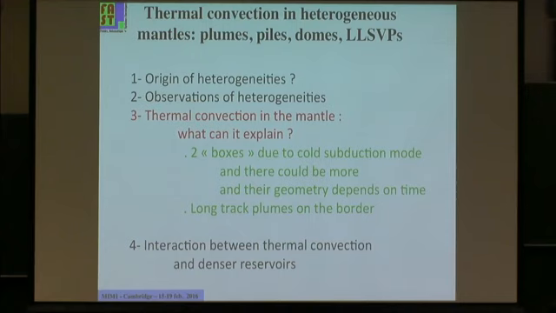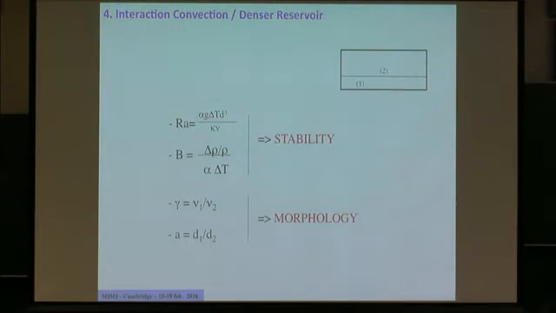Okay. But we don't get piles, we don't get molten areas, and so on, in this type of convection. And there is also the problem of this second family of hotspots. So we really need to get to the interaction of convection and denser reservoirs.